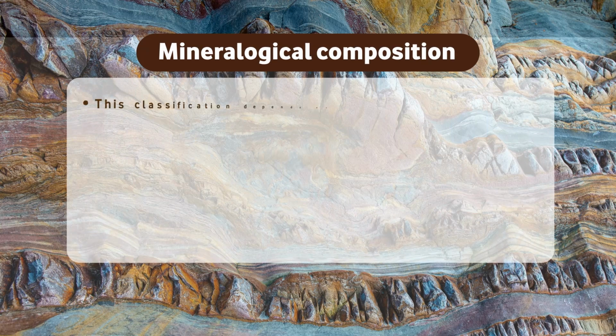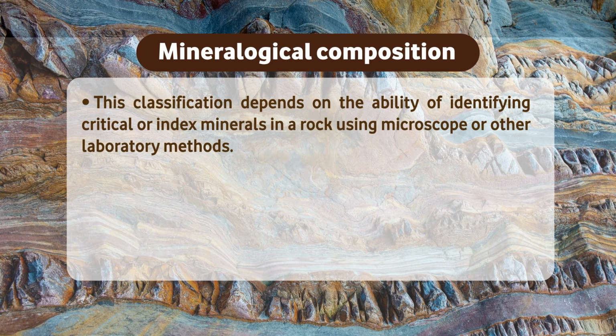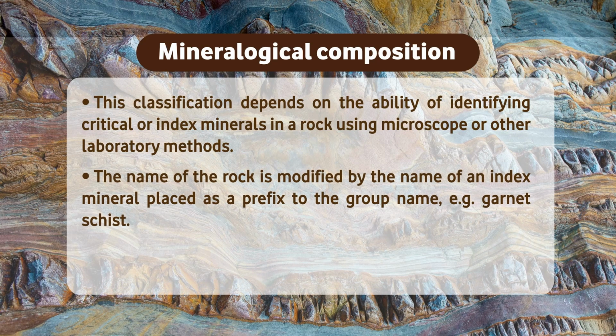Based on mineralogical composition also, metamorphic rocks can be classified. This classification depends on the ability of identifying a critical or index mineral in a rock using a microscope or by other laboratory methods like electron probe microanalysis. Then the name of the rock is modified by the name of the index mineral, which is placed in front of the rock group name. Say for instance, I have a schist which is having porphyroblasts of garnet. I will call that a garnet schist because garnet happens to be an index mineral.